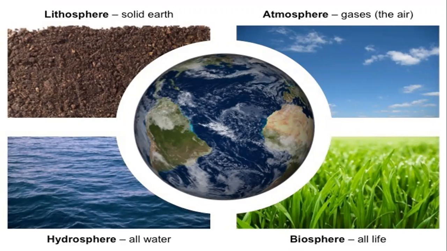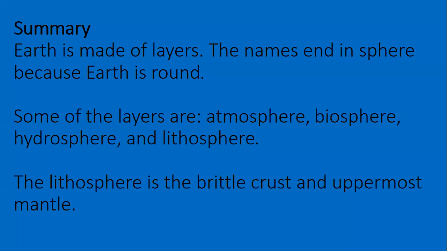All of Earth's layers interact. Therefore, Earth's surface is constantly undergoing changes. So this is a really short concept, but an important one. So let's summarize. Earth is made of layers. The names end in sphere because the Earth is round. If the Earth were a cube, I guess we'd have a different word for it. Some of the layers are atmosphere, biosphere, hydrosphere, and lithosphere.